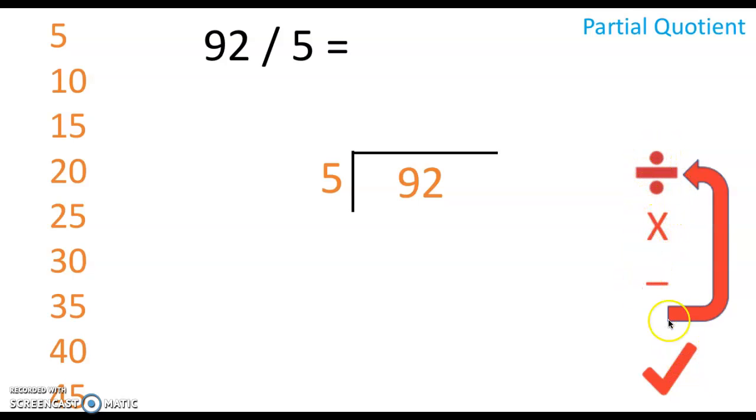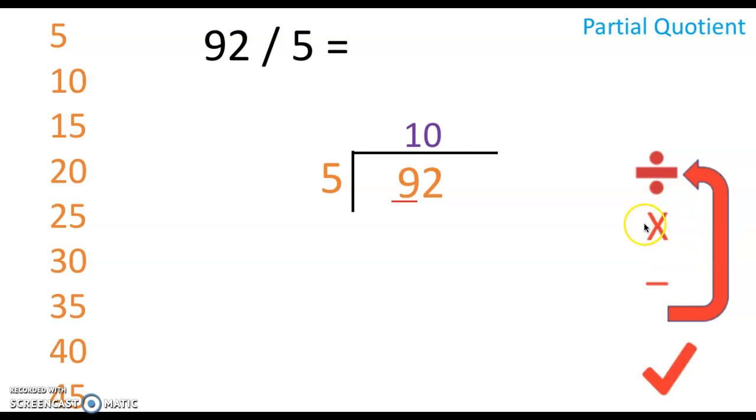Divide, multiply, subtract, repeat, and check. So let's start in our first step. We're going to divide, starting in our biggest place value. That would be a 9 in our tens place. What's the closest we can get to 9 without going over? That's 5. We skip counted one time to get there, but remember that 1 is in the tens place because we started in the tens place.